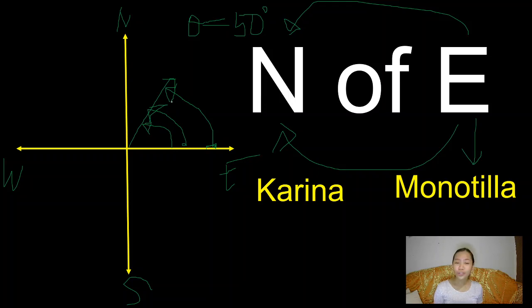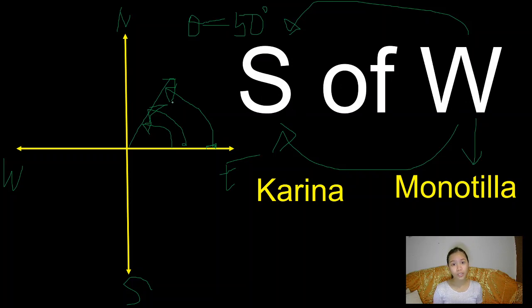Now, that's for the north of east. What if we have here south of west? How are we going to place it on our Cartesian plane? So we have here the west and this is the south. So this is located on the third quadrant. So we have the last name and the first name. So we have here the angle which is south of west. Meaning, it starts from west and goes down to south. So we have here south of west. Last name going to first name. And there it is. That's for the south of west.